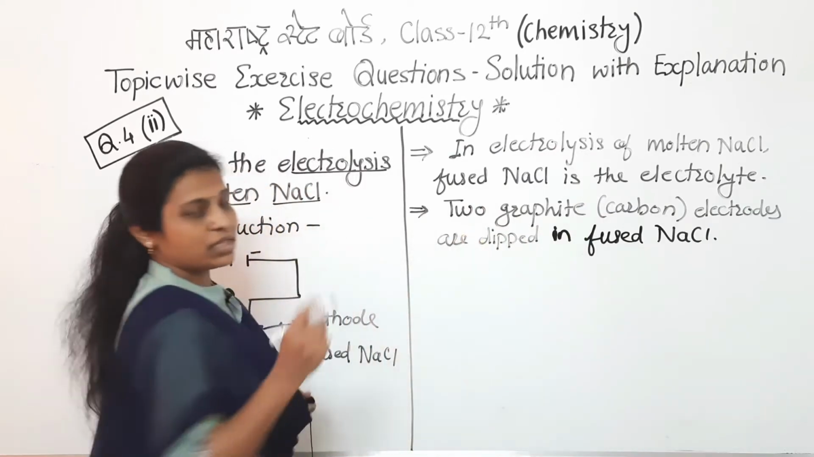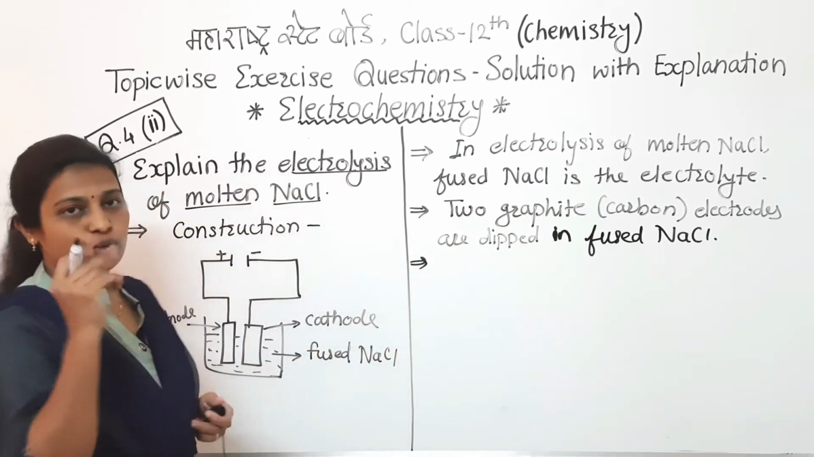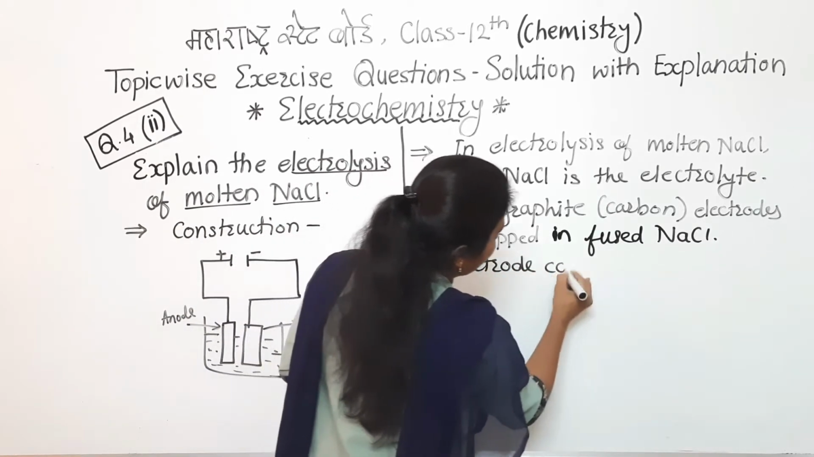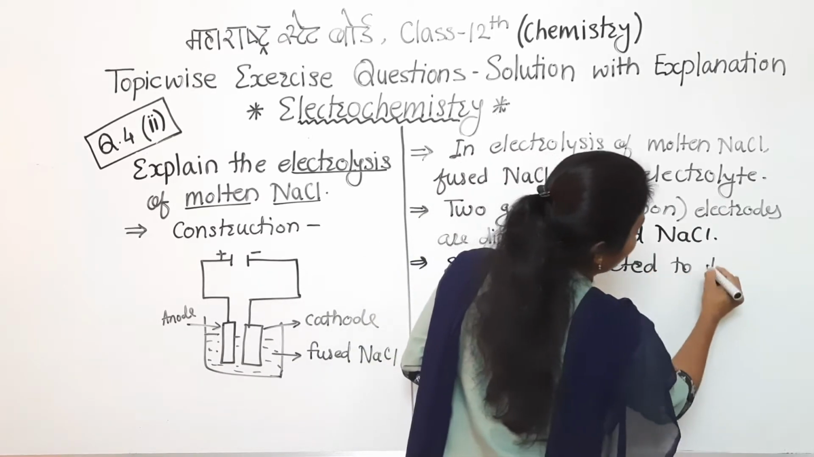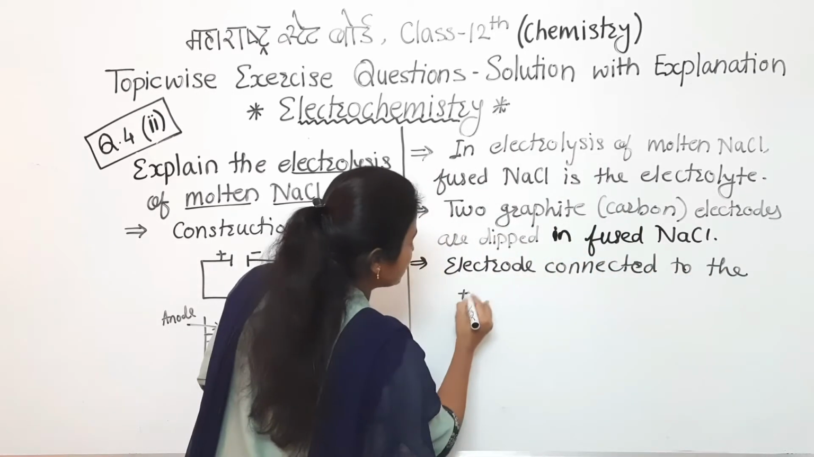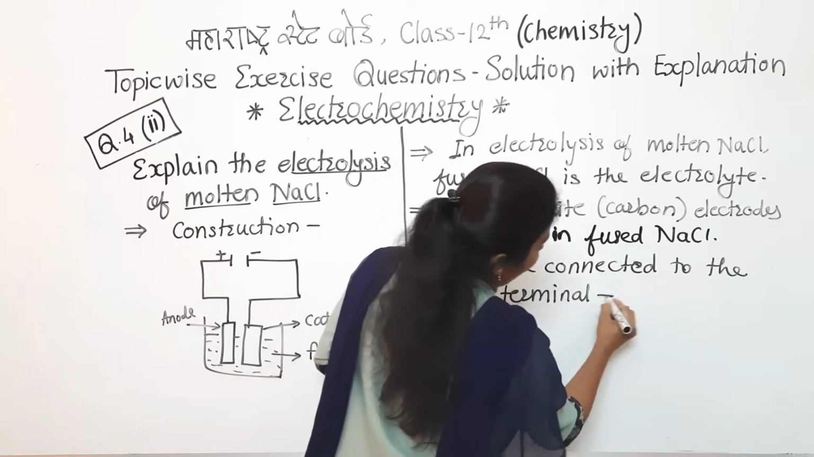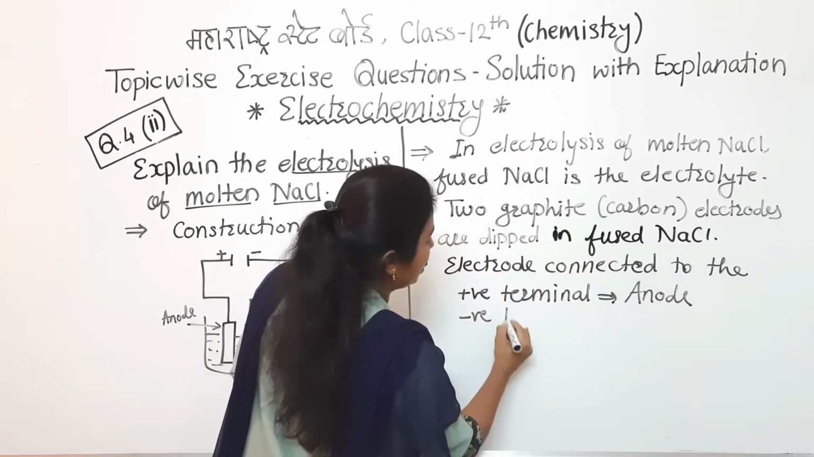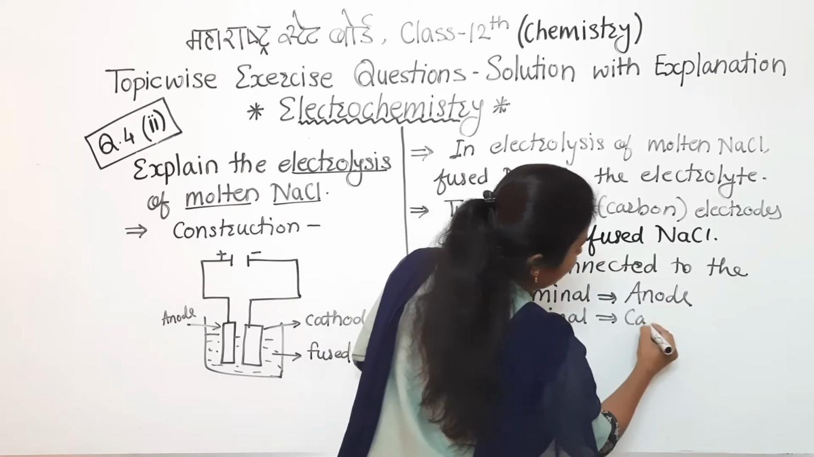ठीक है, ये हो गया सेकेंड पॉइंट। उसके बाद देखो बैटरी को क्या क्या कनेक्टेड है, टू इलेक्ट्रोड्स, इलेक्ट्रोड कनेक्टेड टू दी, if it is connected to the positive terminal then it is called an anode, and if it is connected to the negative terminal then it is called a cathode.